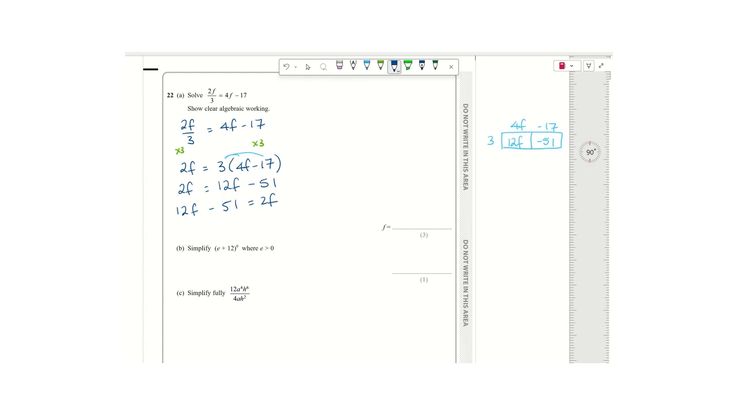I want to collect my f's on the side where I've got most f's, which is the left. So I want to get rid of my 2f's. I'm going to do that by taking 2f away from both sides. So that gives me 10f take away 51 equals nothing.